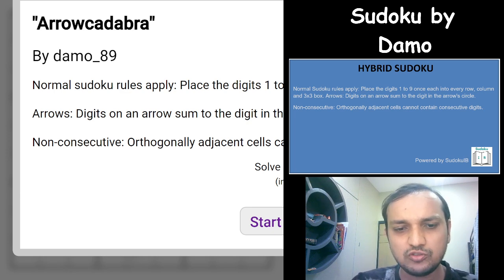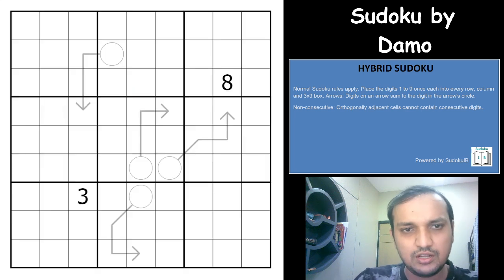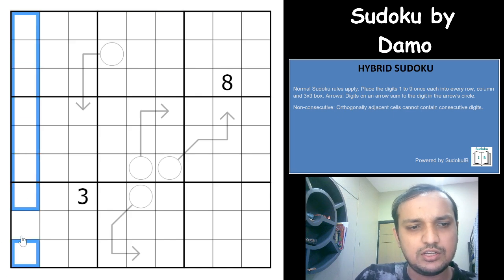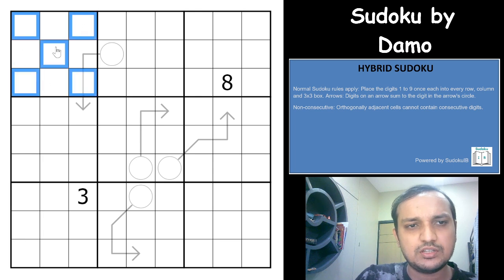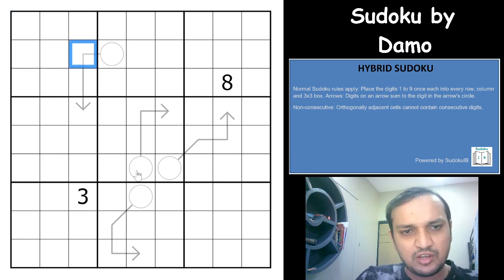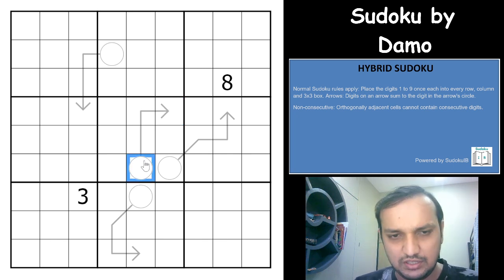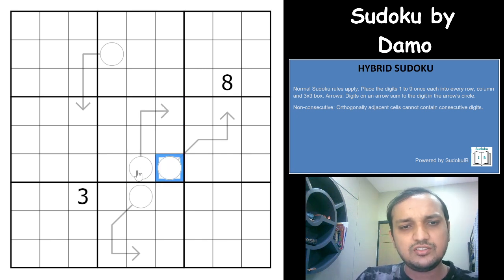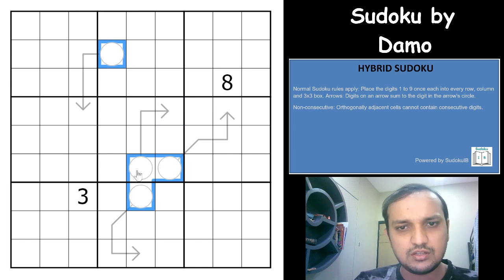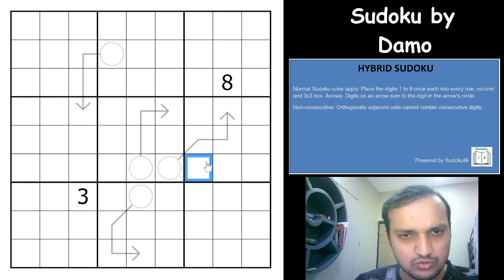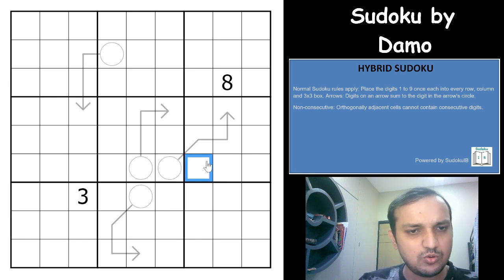And now coming back to this Sudoku, I'll start the puzzle here. Classic Sudoku rules apply. You need to place digits from 1 to 9 in each row, each column, and 3 into 3 box without repetition, right? And apart from that, you have some arrows in the grid. The sum of the numbers on the arrow line is equal to the number in the circled cell, and adjacent digits cannot be consecutive. These are the rules, and with that we can start solving this Sudoku. So let's see how we crack this Sudoku.